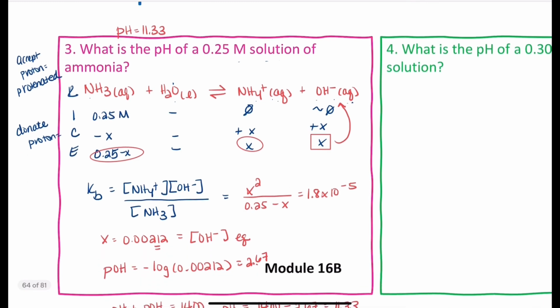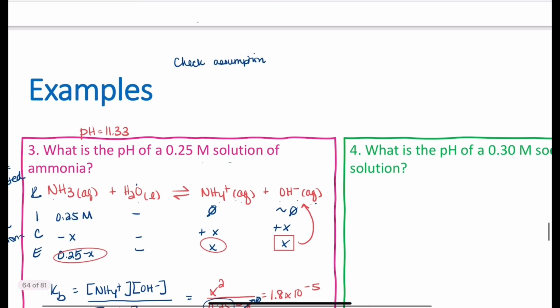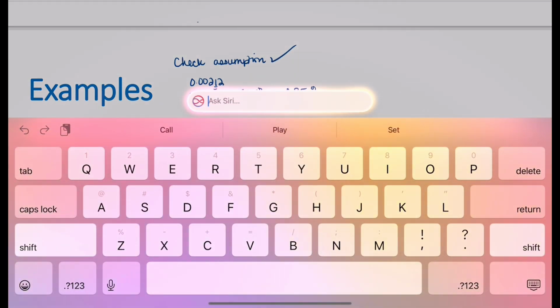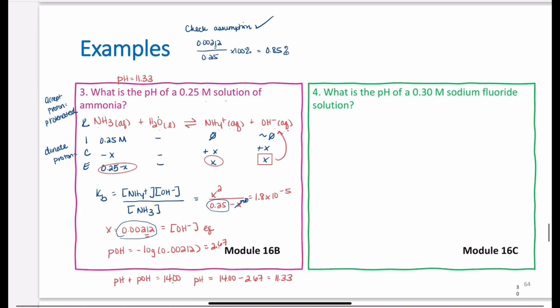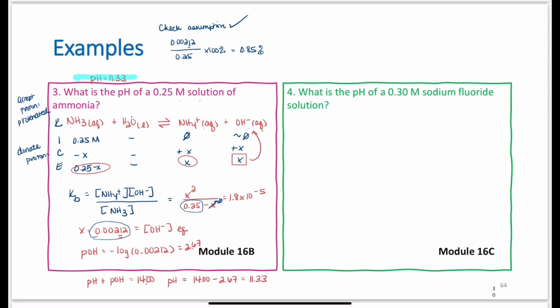I'm going to look at how much actually dissociated, which is the value of x here, and compare it to what I ignored it from, for lack of better English there. And then multiply by 100%. So 0.00212 divided by 0.25 times 100%, 0.85%. My assumption is valid, and I am safe in how I calculated my pH.